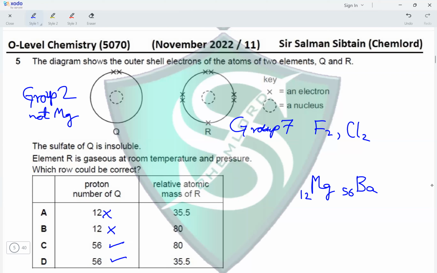So now we have to select between options C and D. Now we move on to the next column, relative atomic mass of R. So for fluorine, it would be 19, and for chlorine, it would be 35.5. So option C has 80, which is for bromine, so this is wrong. And option D has a value of 35.5, which is for chlorine. This is correct. Therefore, for this question, option D is the correct option.